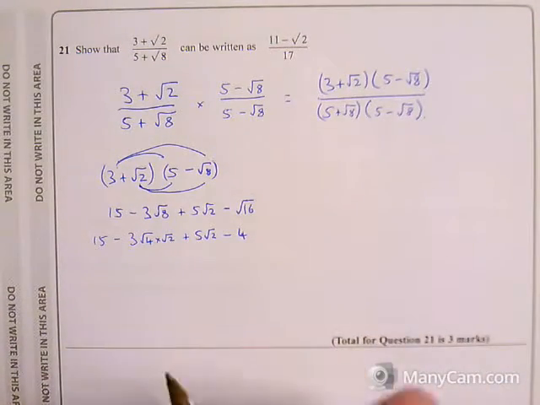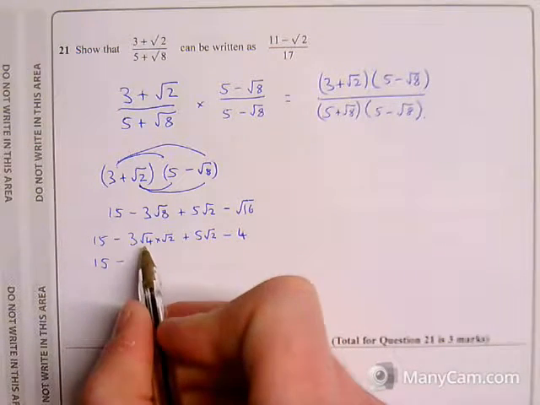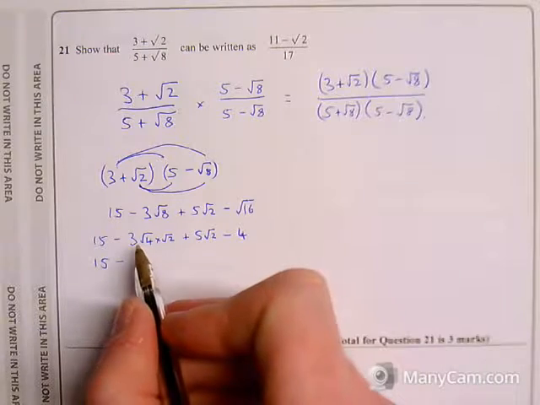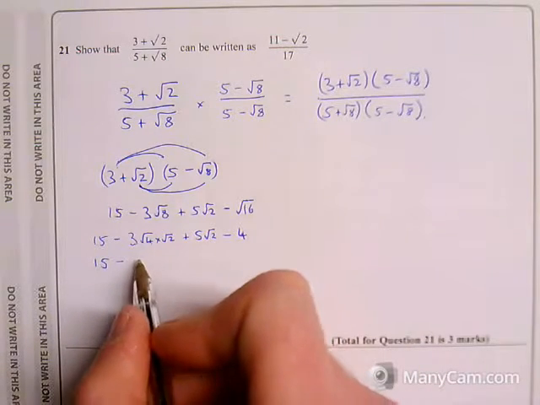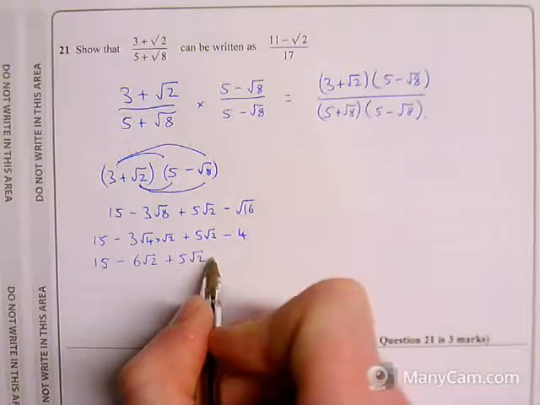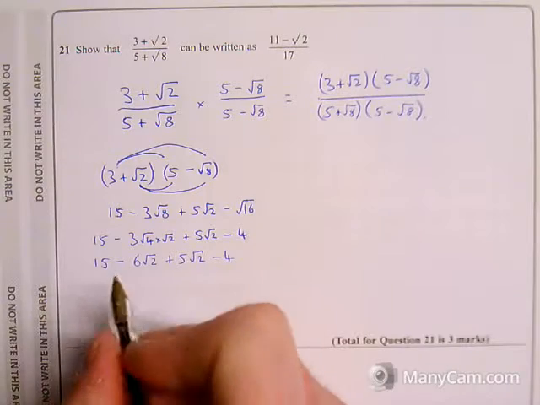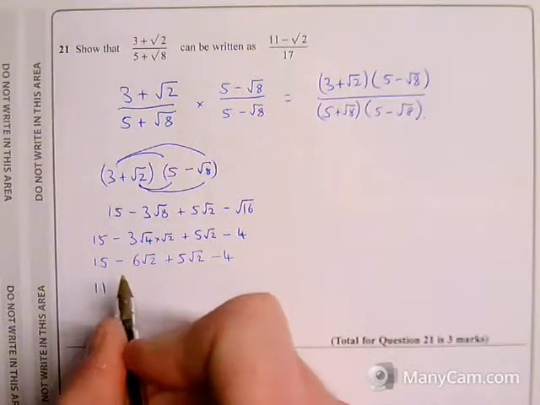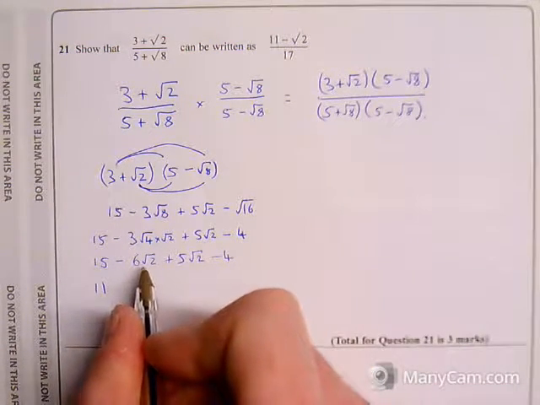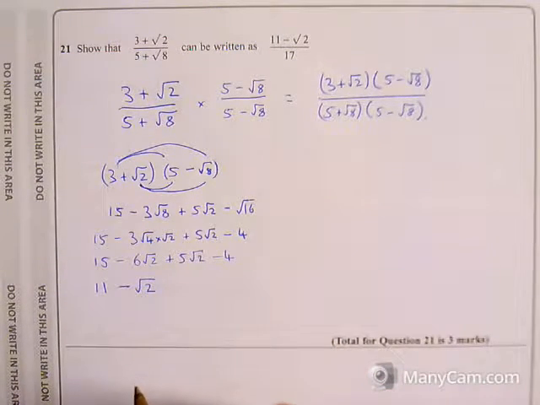Again, a little bit more simplifying, so I'd have 15 take away 3 times root 4, root 4 is going to be 2, so we've got 6 root 2, take away 6 root 2, plus 5 root 2, take away 4, and then simplify that a little bit further. 15 minus 4 gives me 11, and then minus 6 root 2 plus 5 root 2 is just going to give me minus root 2.